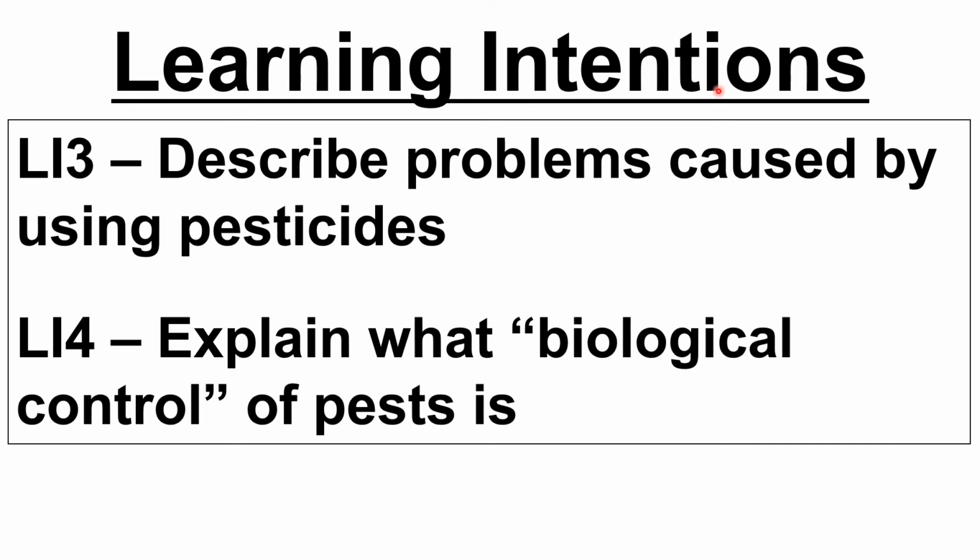So, you probably will already know if you're using chemicals there can be problems. From National 5 Biology, we talked about the effects of fertilisers and eutrophication, algal bloom and so on. So there are issues with pesticides as well. So describe what they are and also explain what biological control of pests is.